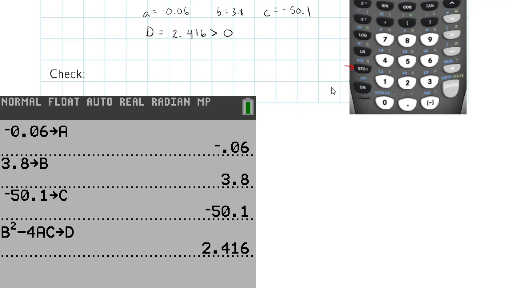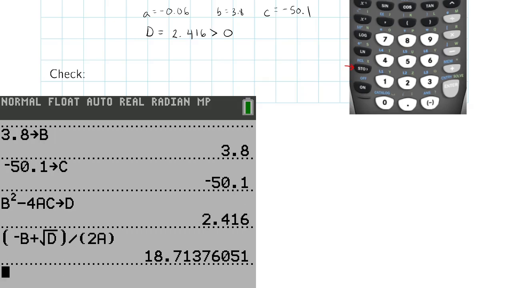And now I'm going to get decimal approximations for them. I'm going to say parentheses, the opposite of alpha b, plus second x squared for the square root of alpha d, close parentheses, divided by 2 alpha a, close parentheses, enter. And the instructions told me to round to one decimal place. My first solution is x is approximately 18.7.